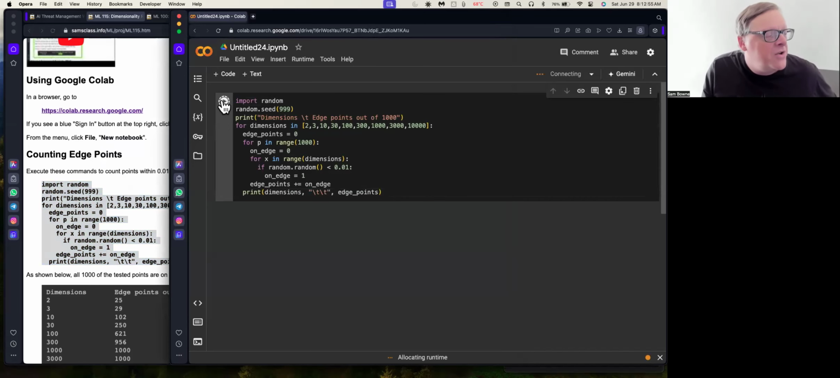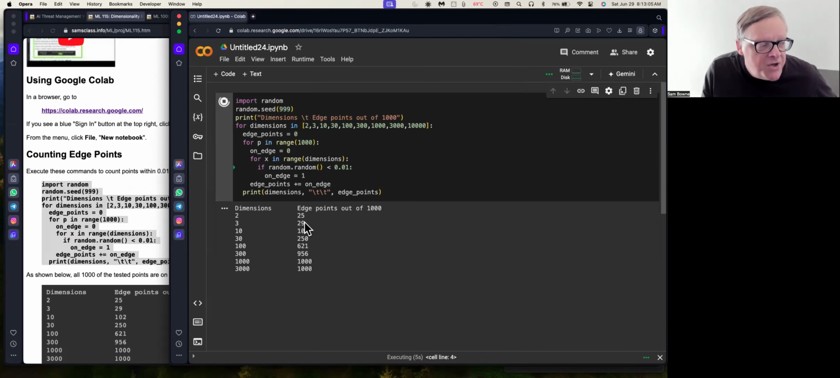But anyway, it's enough to show what in retrospect may be obvious. So the number of edge points out of 1,000 is only 25 in 2 and 3 dimensions. Most of them are in the middle. And up here, half of them are in the middle at 100 dimensions. And by the time you get up to 1,000 dimensions, all 1,000 points are on an edge.